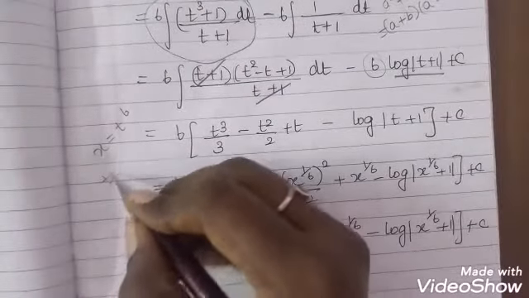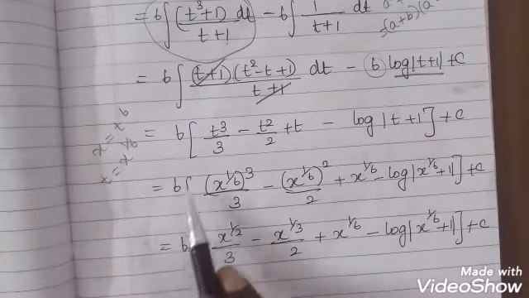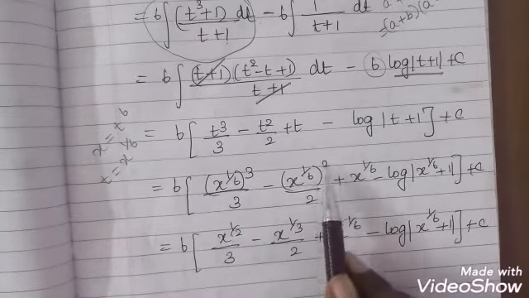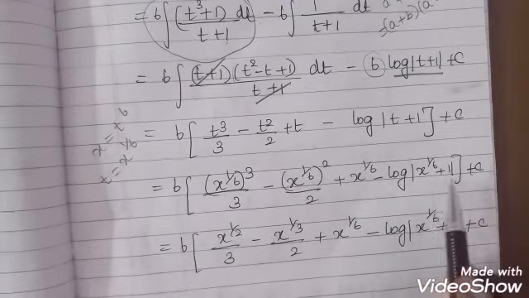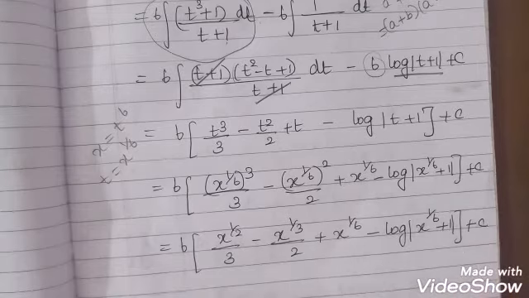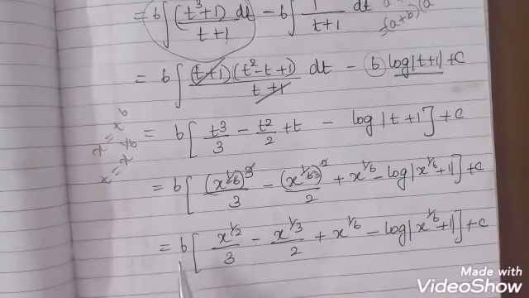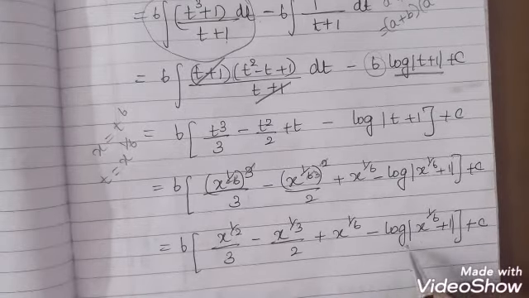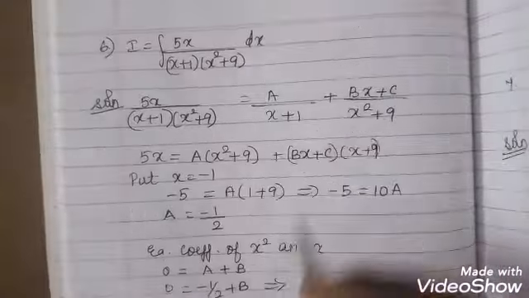So to find out t, I'll have to take the 6th root. That's nothing but x power 1 by 6. So you have it as 6 into x power 1 by 6 the whole power 3 divided by 3 minus x power 1 by 6 the whole square divided by 2 plus x power 1 by 6 minus log of mod x power 1 by 6 plus 1 plus a constant. So what happens here? Here it gets cancelled, here also it gets cancelled. So you're left with 6 into x power 1 by 2 by 3 minus x power 1 by 3 divided by 2 plus x power 1 by 6 minus log mod of x power 1 by 6 plus 1 plus a constant.